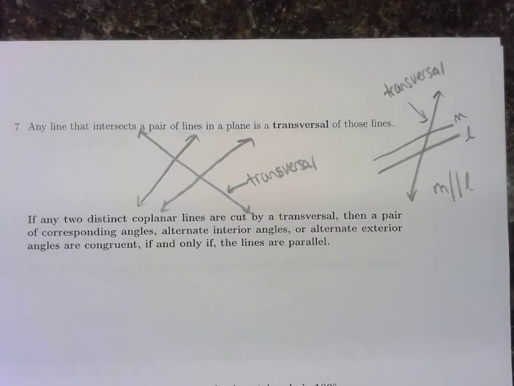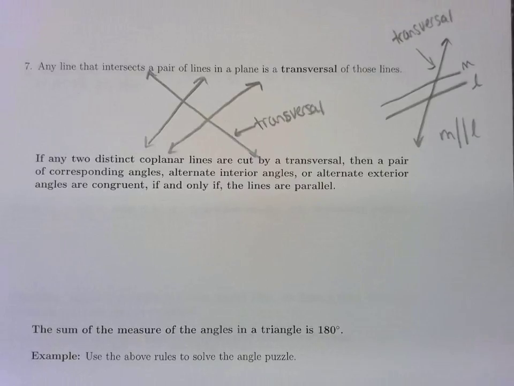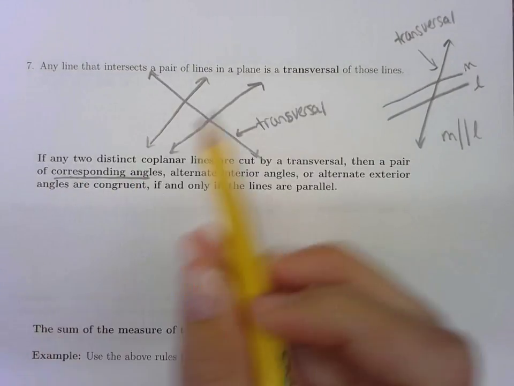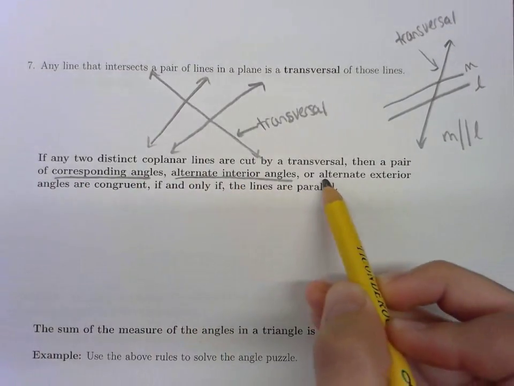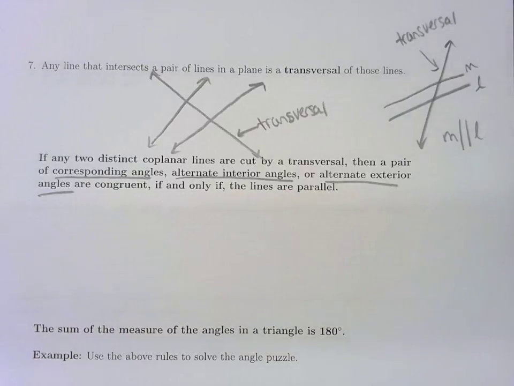Now we have something important here. It says if any 2 distinct coplanar lines, and coplanar just means that they're in the same plane, are cut by a transversal, then a pair of corresponding angles, alternate interior angles, or alternate exterior angles are congruent if and only if the lines are parallel. So we need to go over what all of these words mean: corresponding angles, alternate interior, alternate exterior.